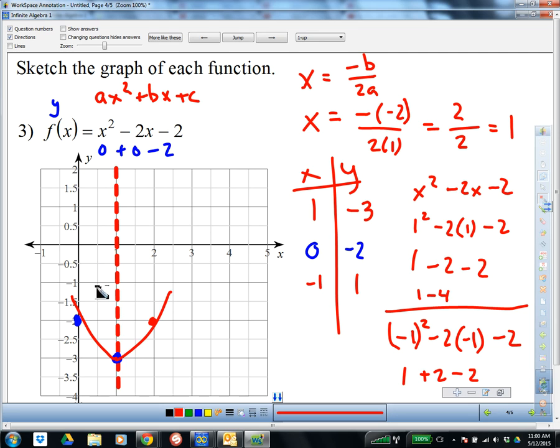So I go over here, negative 1 comma 1. So that looks like about right there. So I could continue my parabola to go through that point. Put an arrow on the end. This one would be mirrored over to this point right here because you know that it's symmetrical. And it would look just like that. Yay!